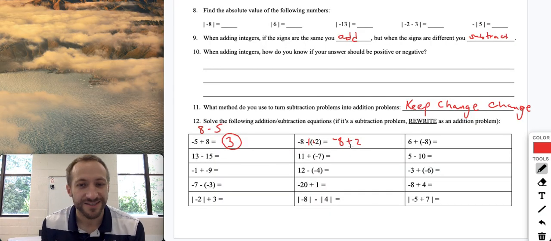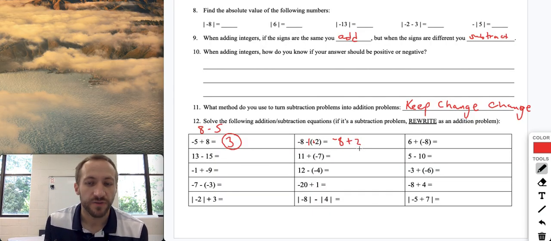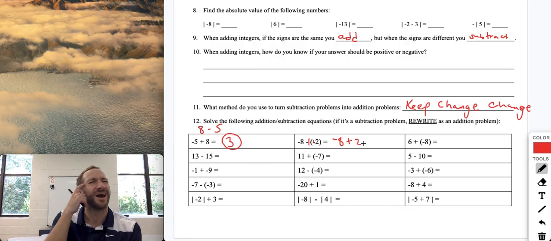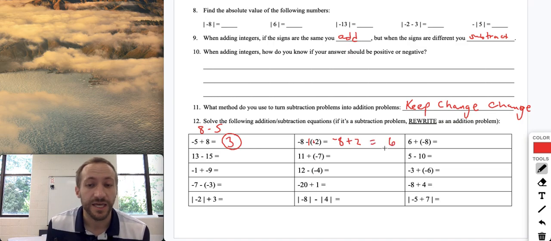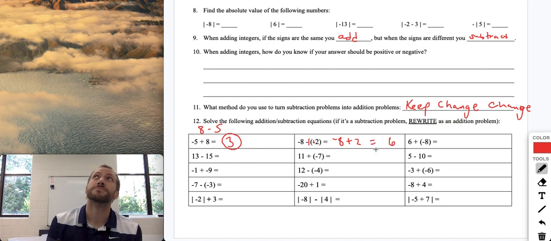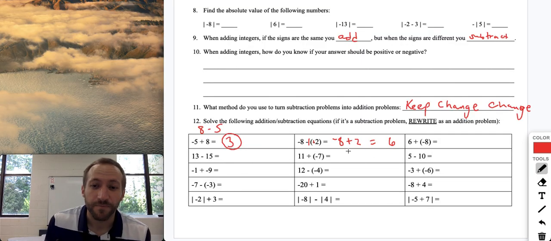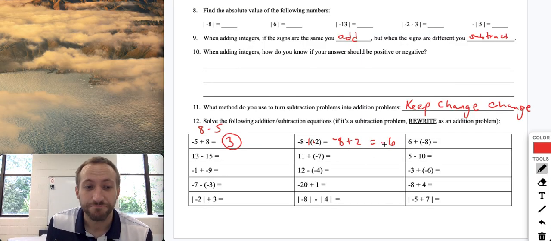And what's great about that is that we already know all the addition rules. The signs are different, so I'm going to think in my head, oh, I better subtract. So I'm thinking 8 minus 2, that'll give me 6. And I'll keep the sign of the bigger number. So the bigger number here is negative.